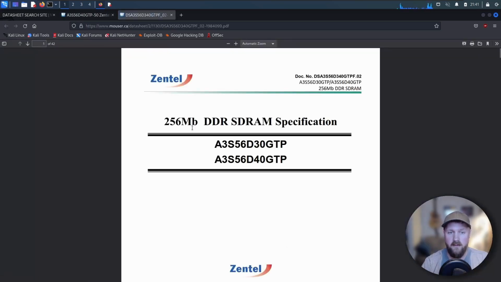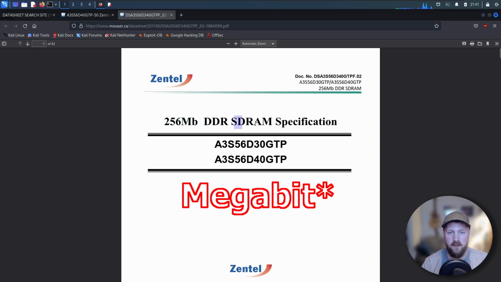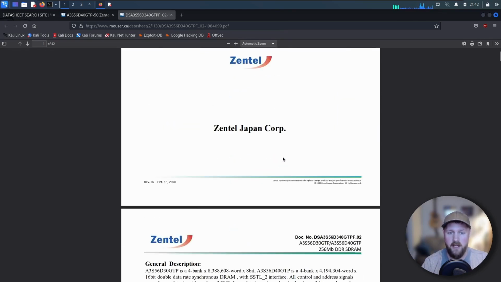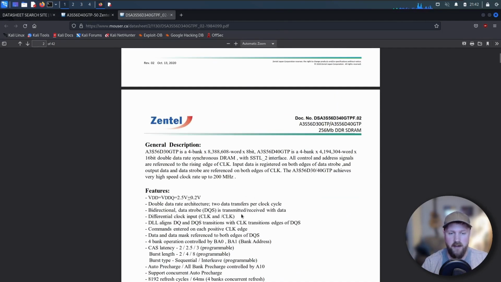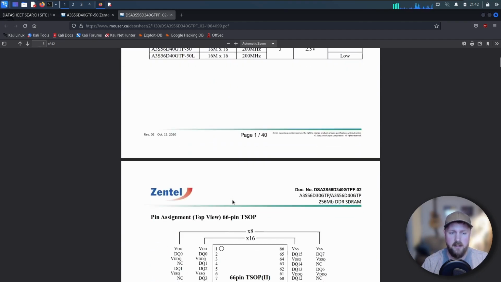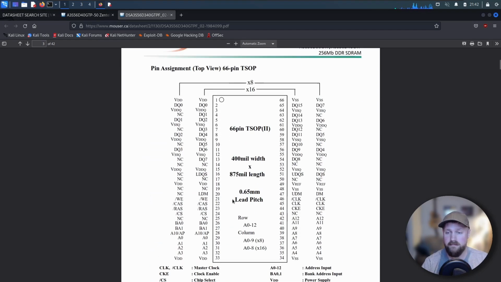All right, so we get a little bit of information about it. We can see it's a 256 megabyte SDRAM. And if we scroll down here, we can get a little bit of information about its features, and we can also see the pinout.